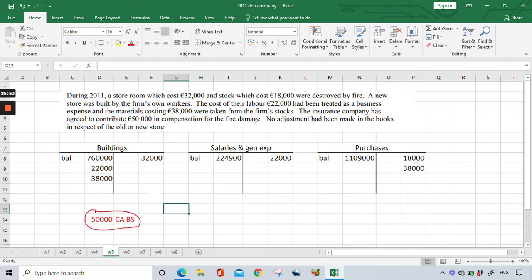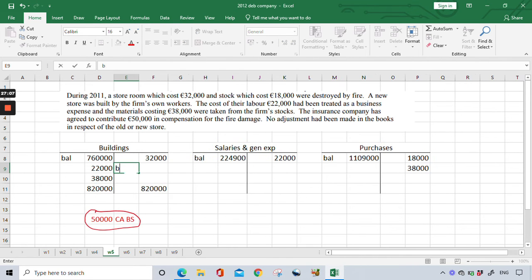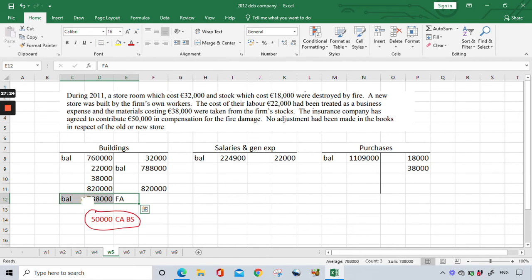So we need to just balance these accounts now. So I'm just going to balance them all, add up both sides here. So 820,000. Our balance will be 788,000 for buildings. That is our fixed asset figure. I'm going to highlight that in red. I'm going to double underline these. Okay, so that's our figure for buildings, 788,000.